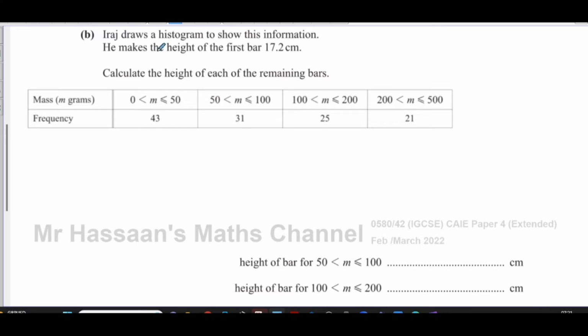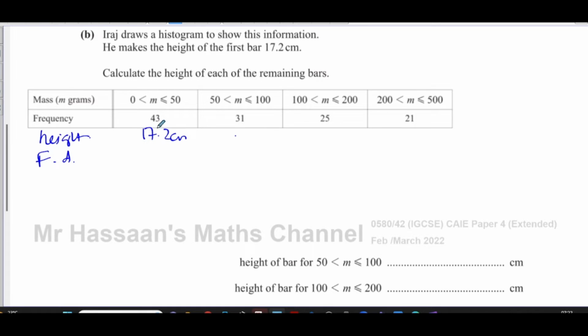All right, so now he draws a histogram to show this information. He makes the height of the first bar 17.2 centimeters. You want to find the height of each of these bars. Now, a histogram is kind of like a bar chart, except it's not the height of the bar that represents the frequency, it's the area of the bar that represents the frequency. The height of the bar in a histogram is given the title frequency density.